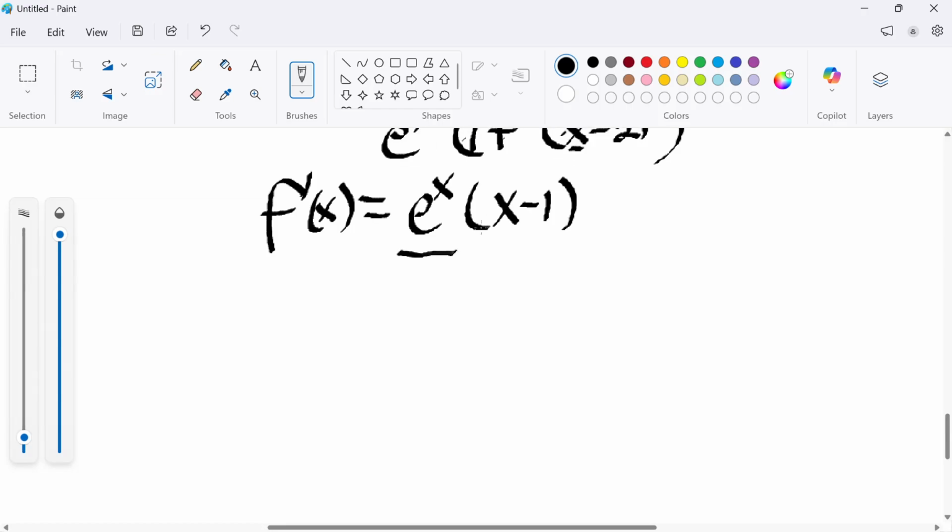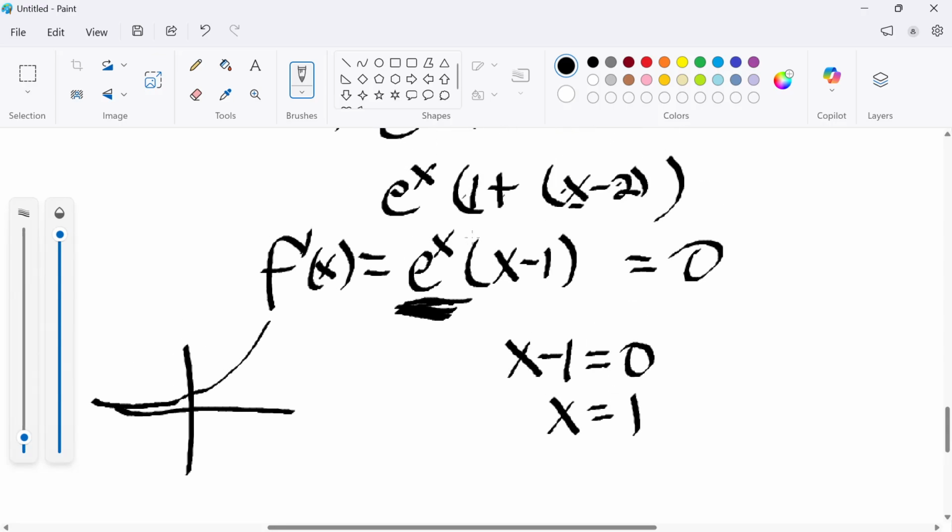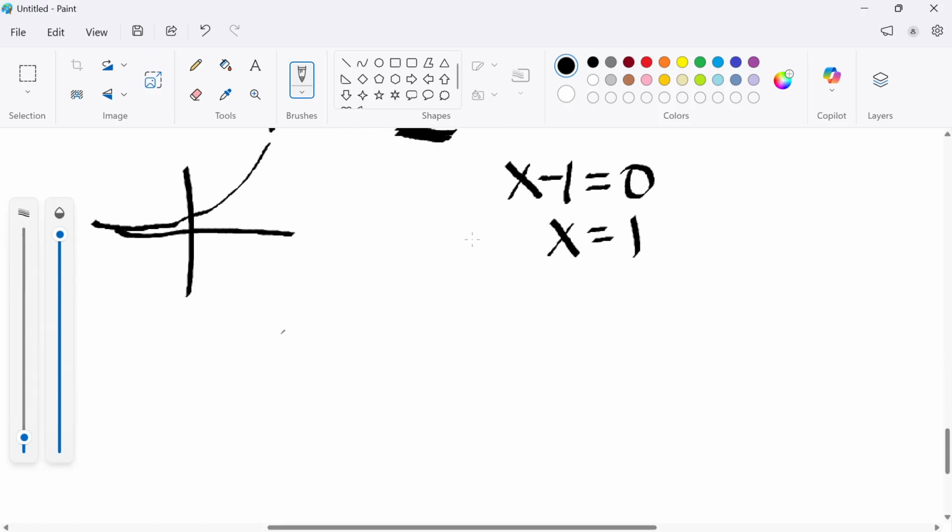I want to set this equal to 0. E to the x is never equal to 0. E to the x looks like that, where it's got an asymptote at 0. So the only thing that matters is x minus 1 equals 0, x equals 1, is my critical point. So I'm going to do negative infinity to 1, 1 to infinity, and I'll use negative 10, and I'll use 10. Whoa, wait a minute, I can use 0.